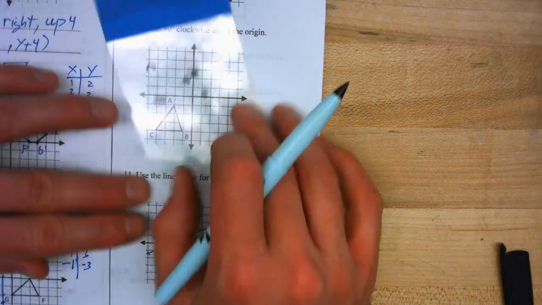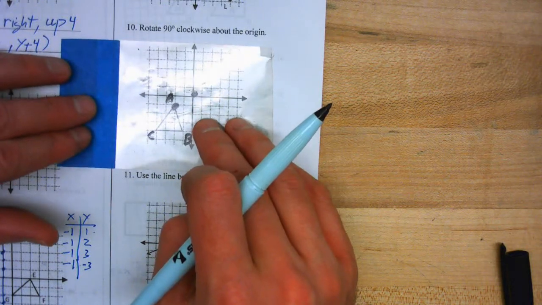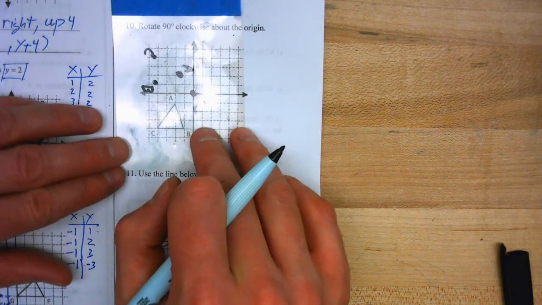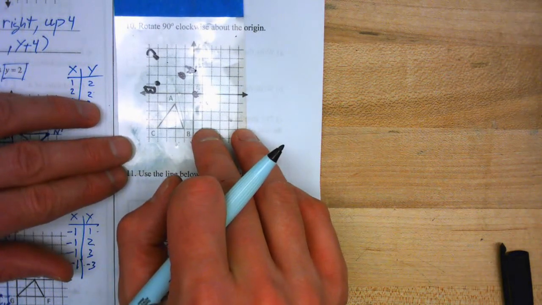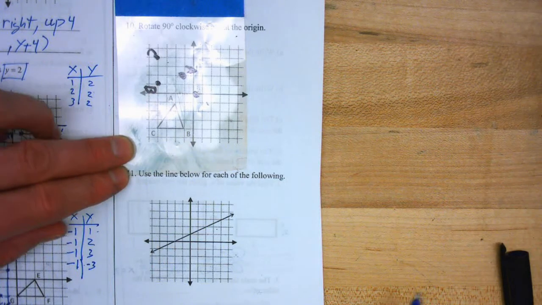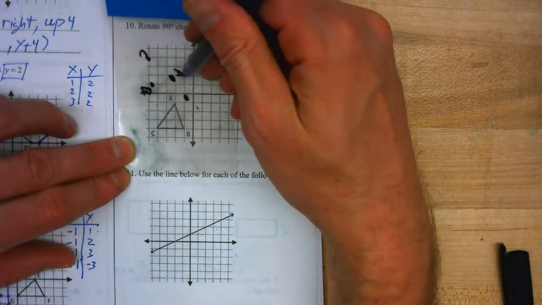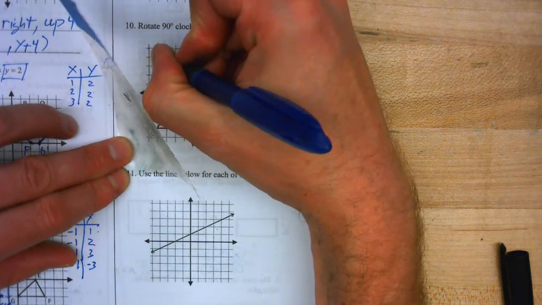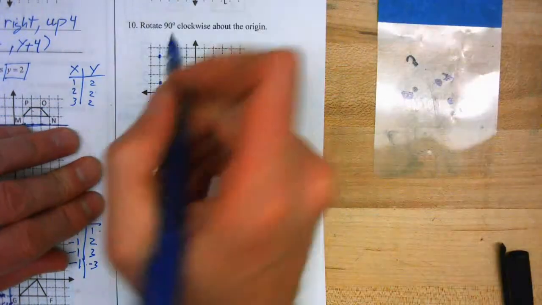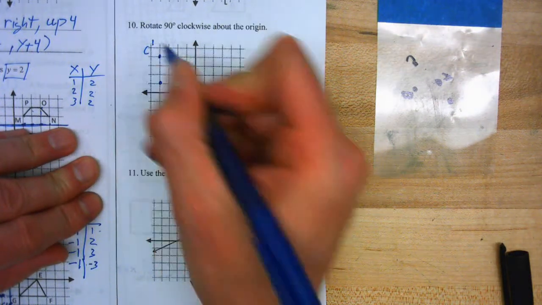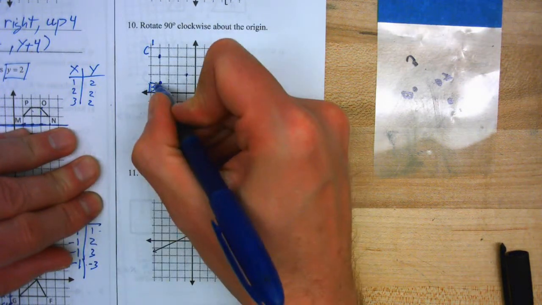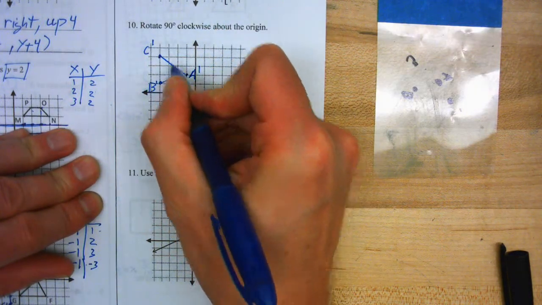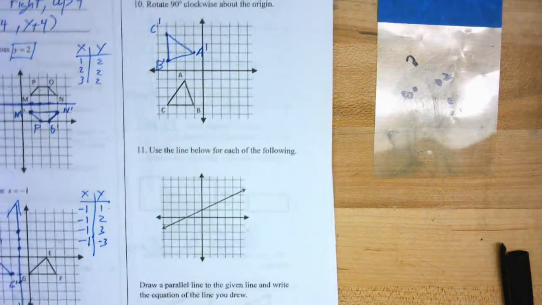And then, oh, I forgot to label my points there. Got the letters. And it says 90 degrees, so that's one movement. And it should be, A is right here. C and then B. Okay. So C prime, B prime, A prime. All right.